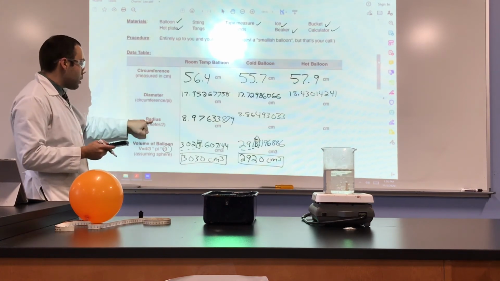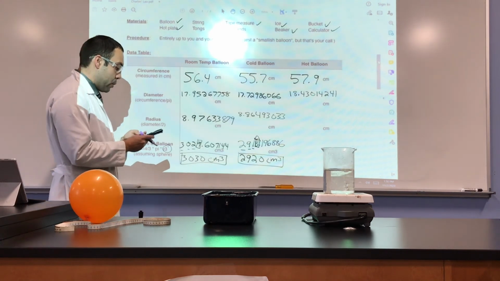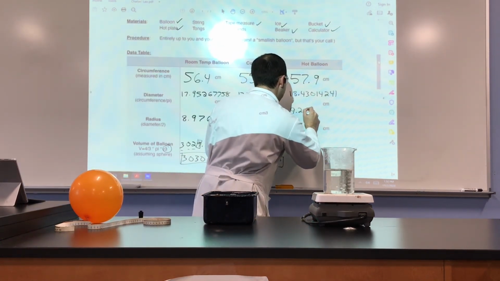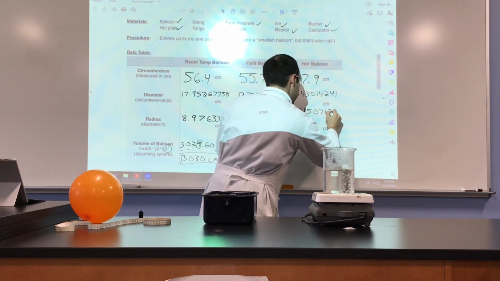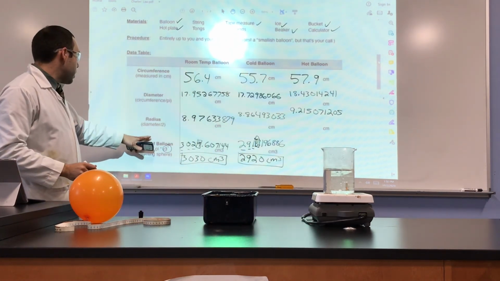Now you're going to cut that in half, right? We have the diameter. To find the radius, we cut it in half. So divide by 2. We get 9.215071205. That is going to be our radius.